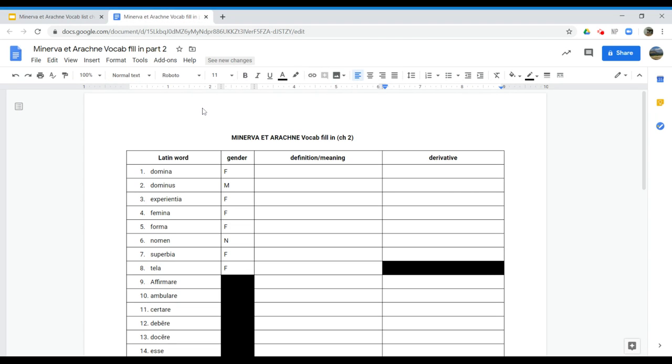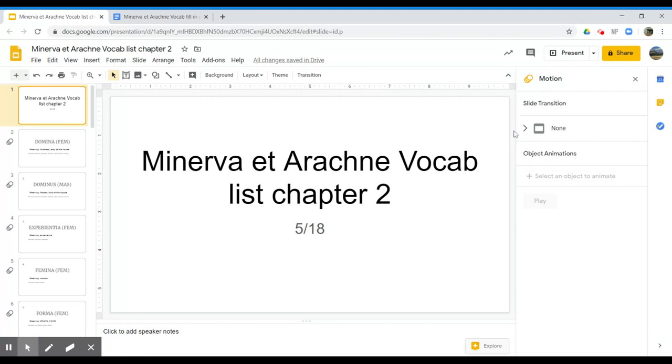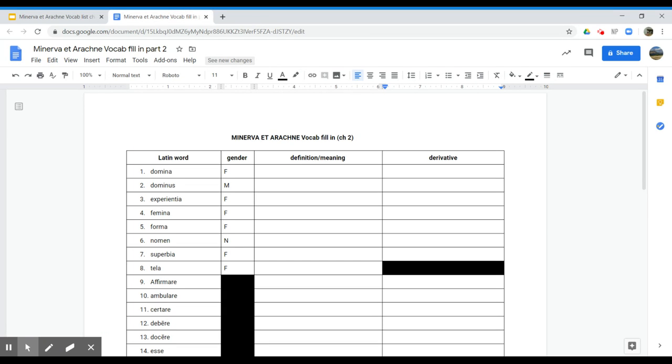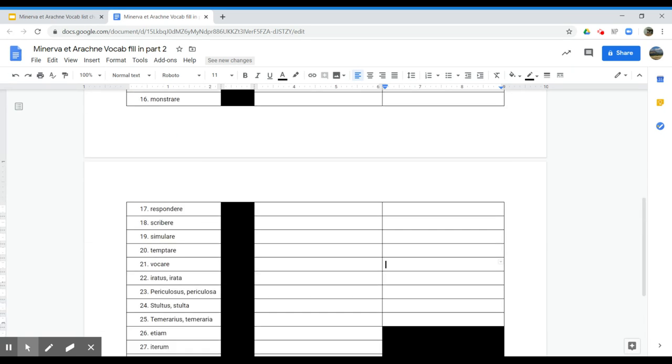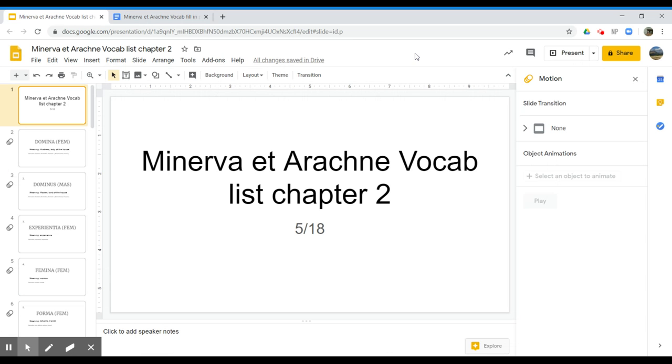It's your favorite assignment. Today you're going to fill in some vocab and some derivatives. This is chapter 2 of our current story, Minerva and Arachne. And with this vocab list, it's going to be filled in the same way it was last time. I've given you the Latin word here on your form and the gender if it's a noun. I want you to give me a definition or meaning and a derivative, which is an English word that comes from the Latin word. Where there is no derivative, I've gone ahead and blacked out that box for you so you don't have to worry about it, okay? Wonderful. Let's get started.